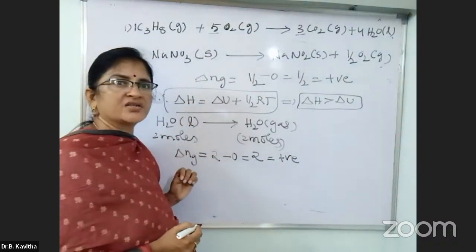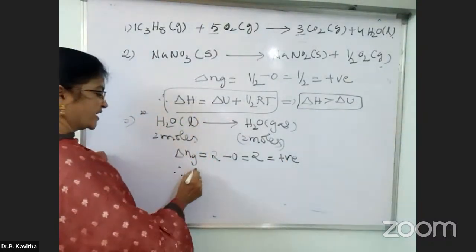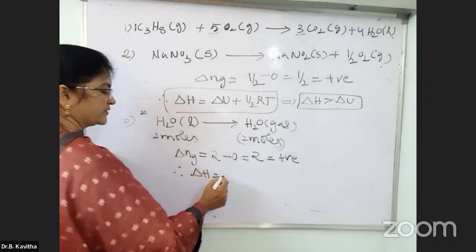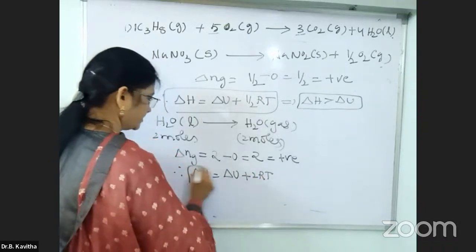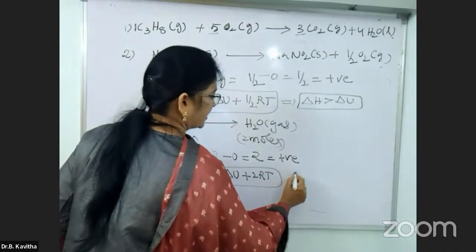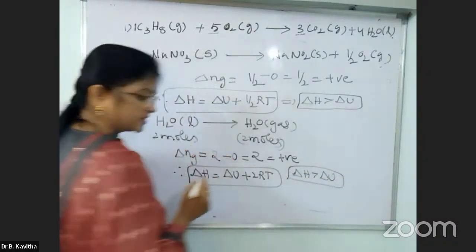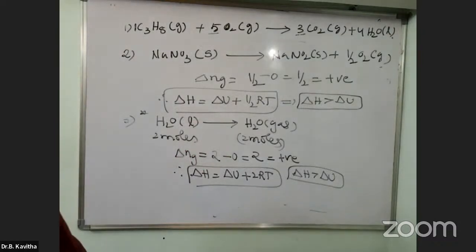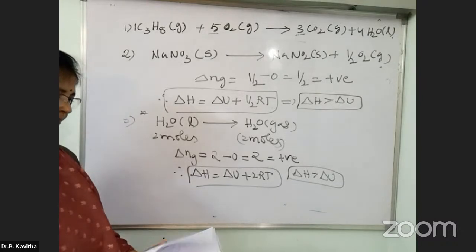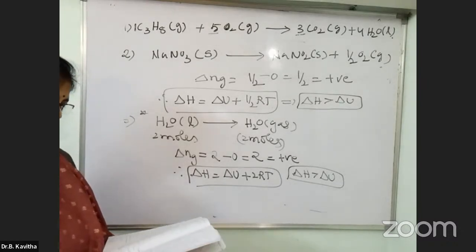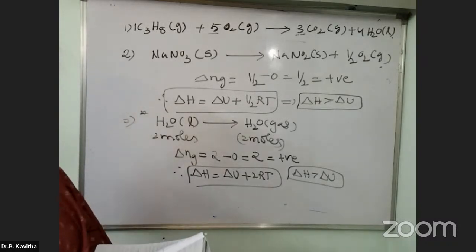Somebody may write delta H is called delta U. It is positive. Therefore, what is delta H? Delta H is equal to delta U plus 2R. What can you write? Delta H is greater than delta U. Delta H is greater than delta U. Right, and the next one.